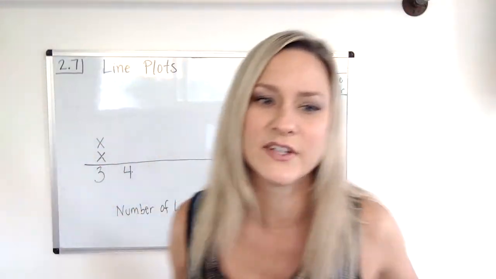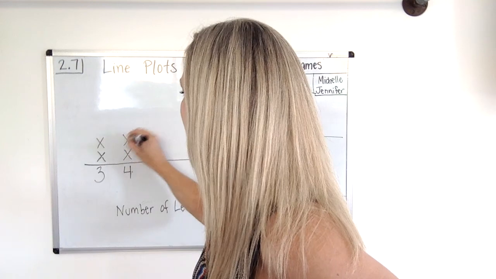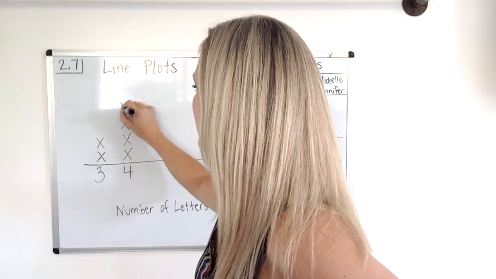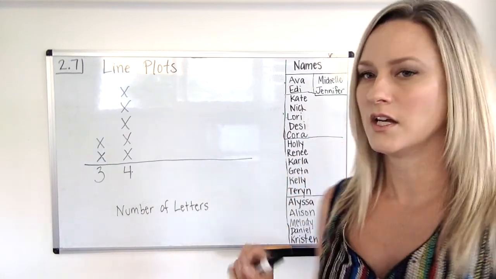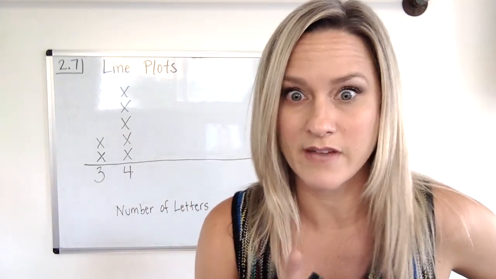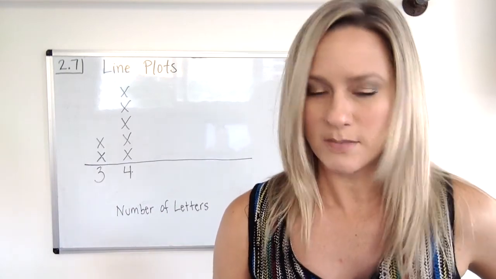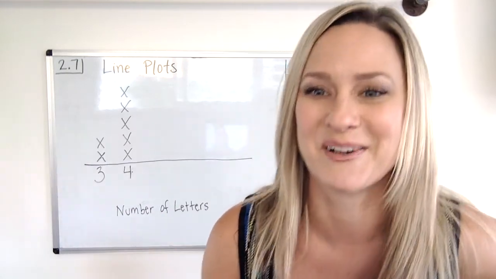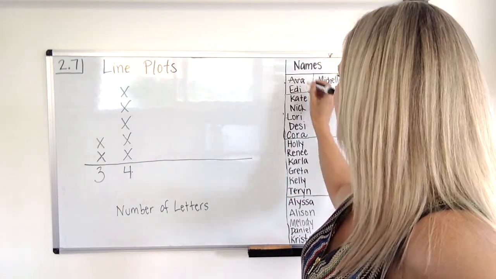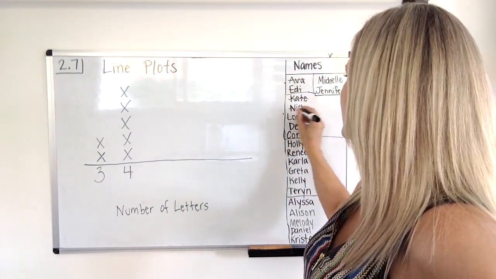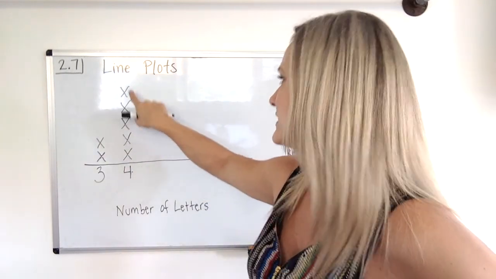It's so crazy and confusing. Okay, so let's see. 1, 2, 3, 4, 5. Okay, checking your work saves lives all the time because there's so much information here. Sometimes it gets confusing, so make sure you check. Okay, so I've gotten Ava and Edie, Kate, Nick, Lori, Desi, Cora.